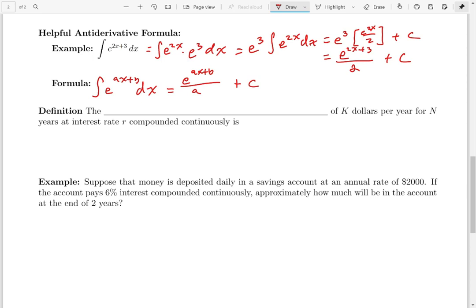Well, now the reason that we want to talk about that is because the future value of a continuous income stream of k dollars per year for capital N years at an interest rate lowercase r compounded continuously is specifically going to be the integral from 0 to capital N of k times e to the r times capital N minus t dt.